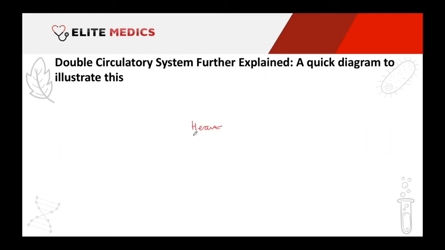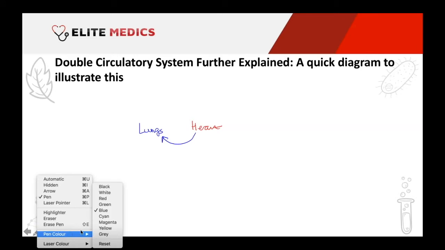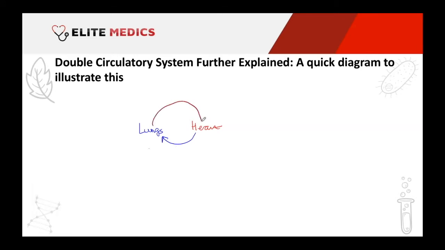So we have our heart here in the middle. Deoxygenated blood from the body goes to the lungs. The blue bit symbolises the deoxygenated route of blood, and then that blood is oxygenated and taken back to the heart. Now, this side of the double circulatory system is referred to as the pulmonary circulation, because blood is pumped from the right ventricle to the lungs where it can be oxygenated.